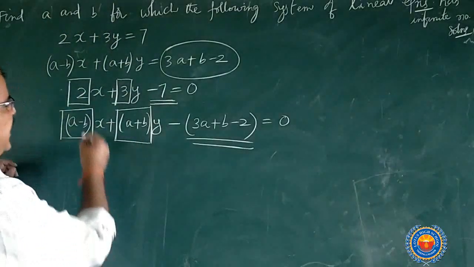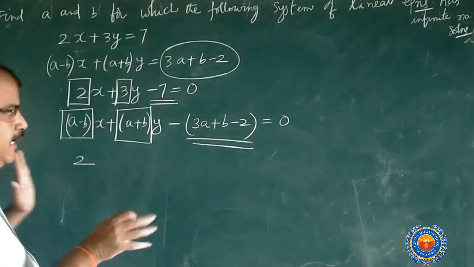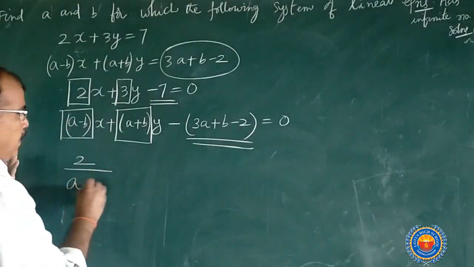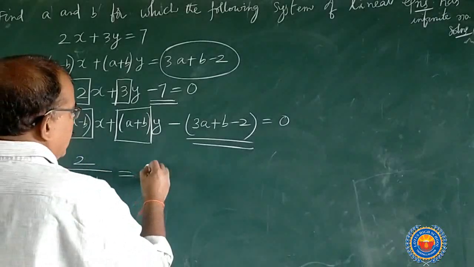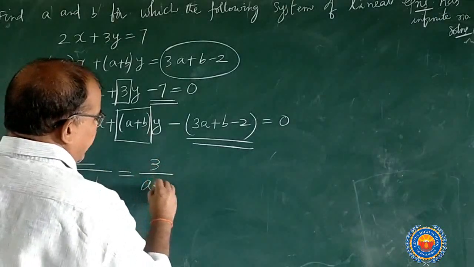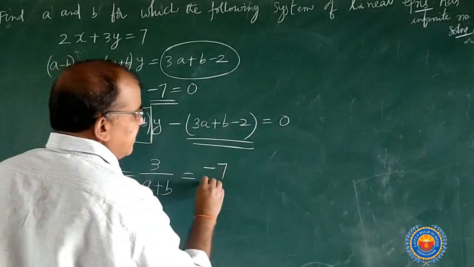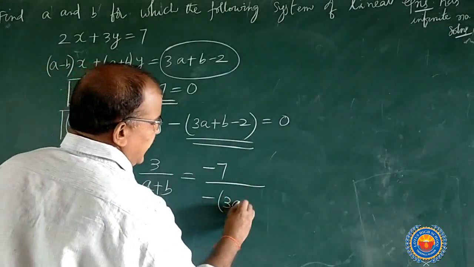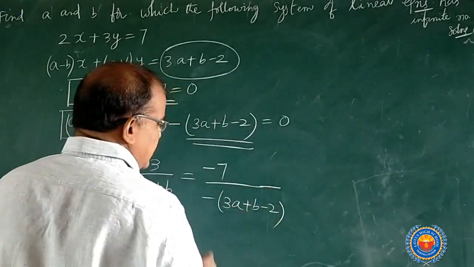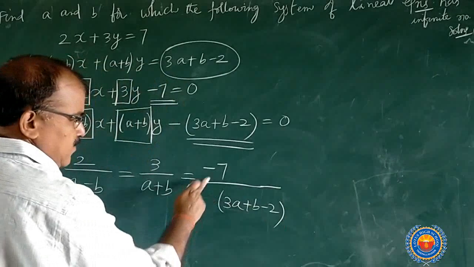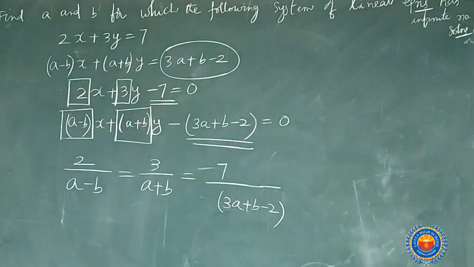So already started. That's what A1 by A2. A1, 2 by A minus B. B1 by B2, 3 by A plus B. C1 by C2, minus 7 by minus of 3A plus B minus 2. So minus and minus will be cancelled. So directly you can write 7 by 3A plus B minus 2.